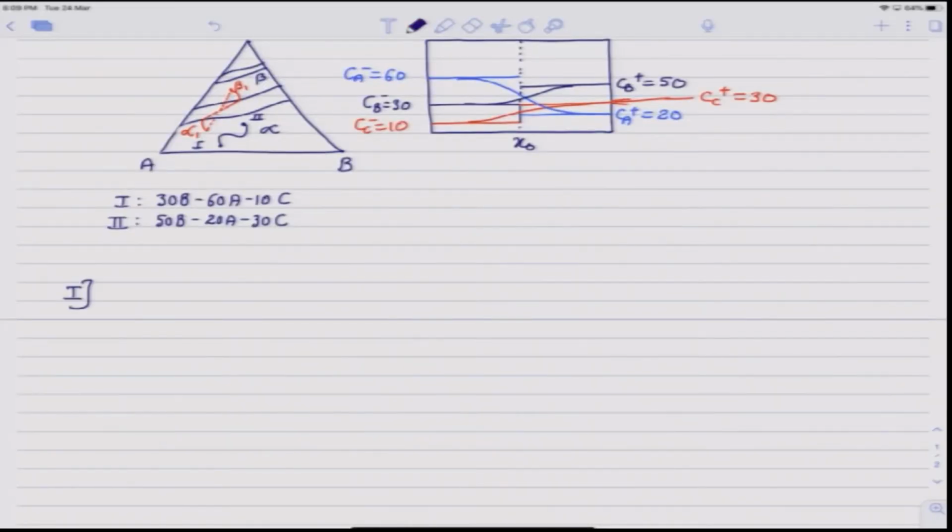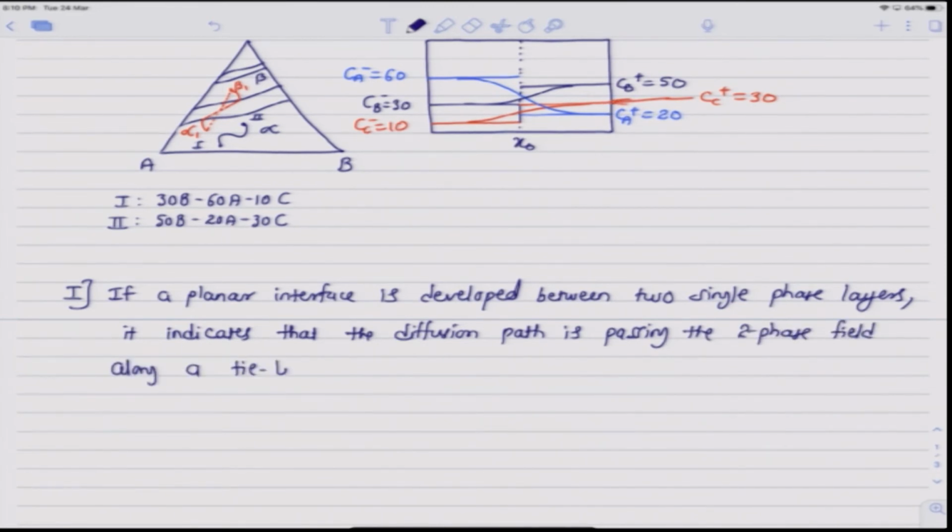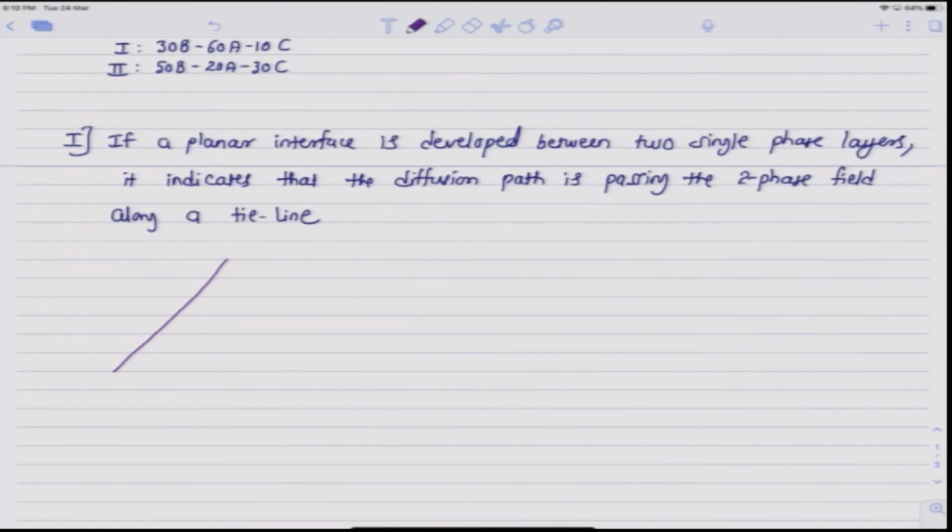So, the first rule is that if there is a planar interface developed between two single phase layers in a ternary diffusion couple, it indicates that the diffusion path is passing through the two phase region along a tie line. So, let me draw another type of isotherm here to understand this. So, let us say there are three single phase zones here. On the A rich side we have alpha, B rich side we have beta, and C rich side let us say we have gamma. There will be a three phase region or tight triangle.